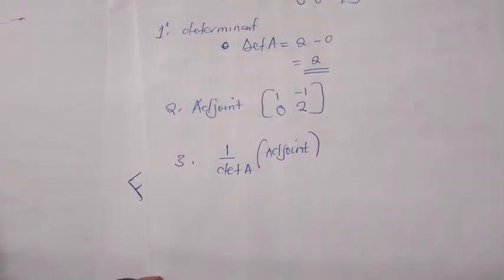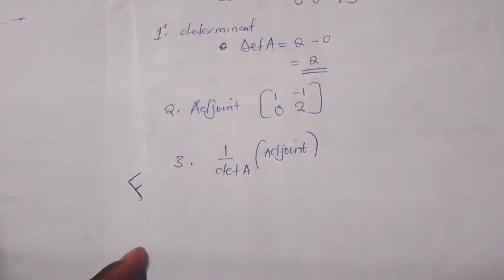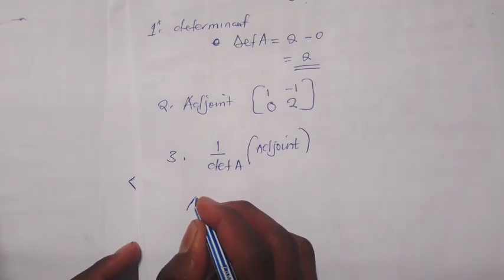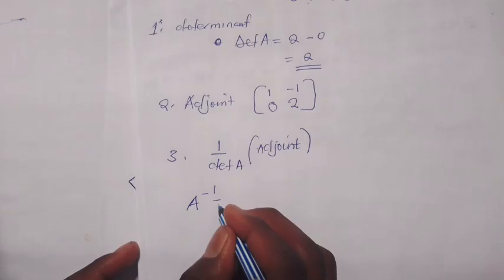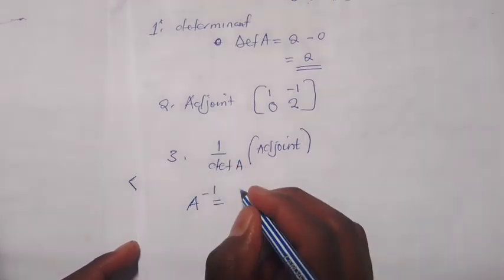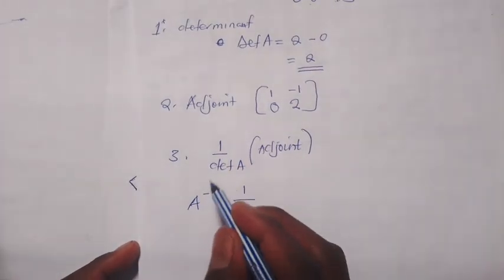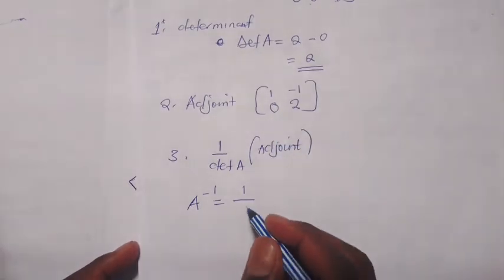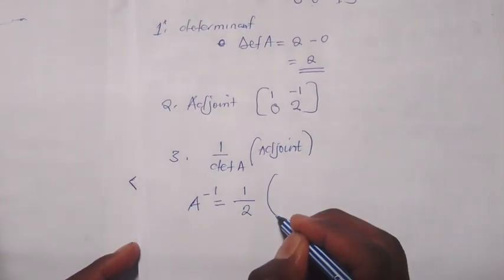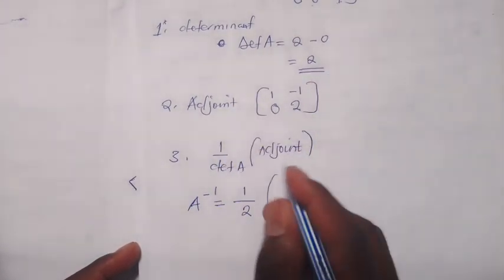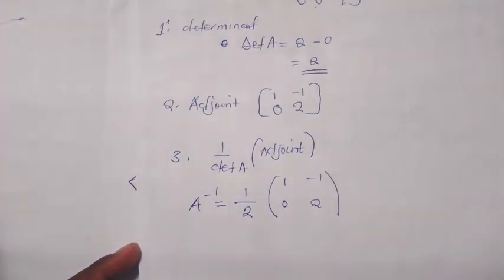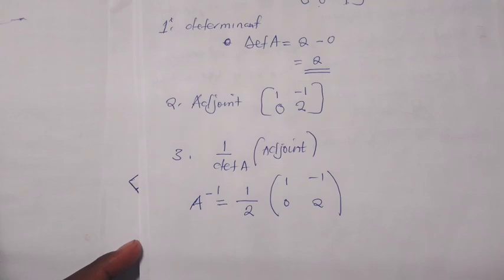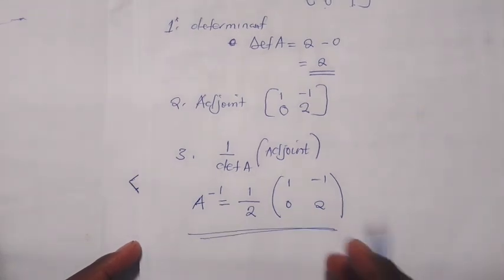The inverse is denoted by, for example, the inverse of A has a negative 1 on top, then is equal to 1 over, what's our determinant? Our determinant is 2. What's our adjoint? Our adjoint is this one. We're just replacing like that. Then if you want, you can end from here, or you can continue multiplying.